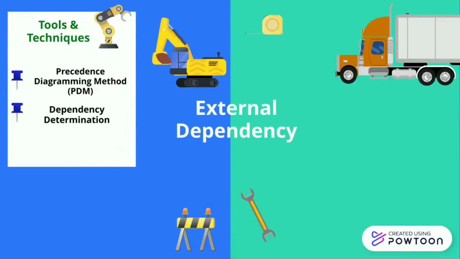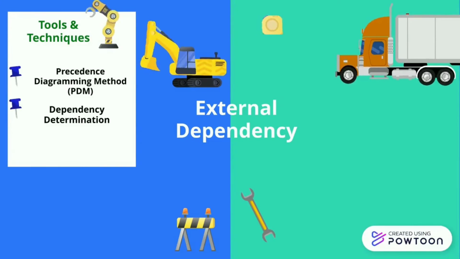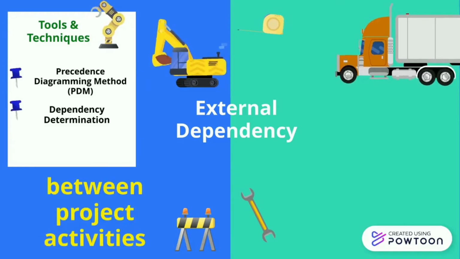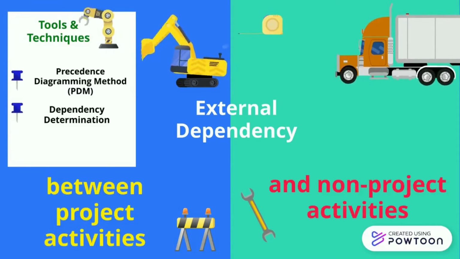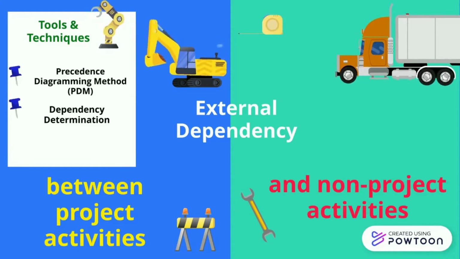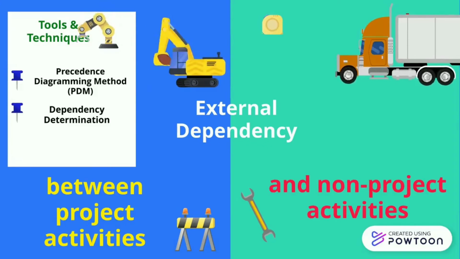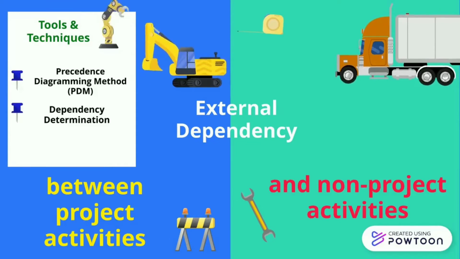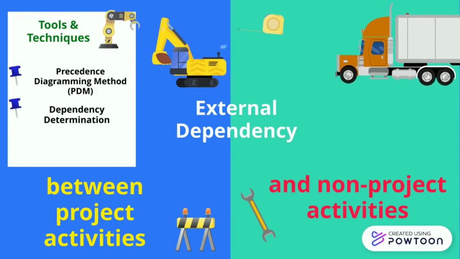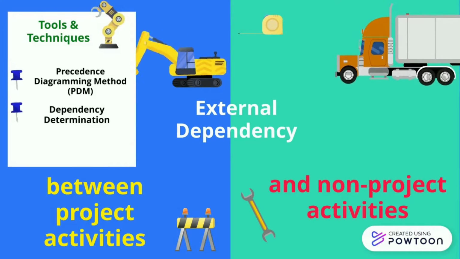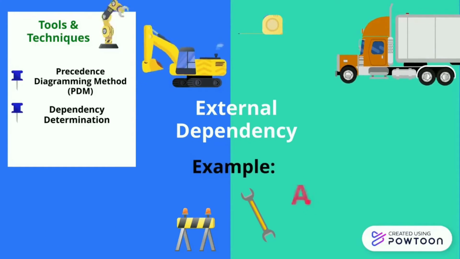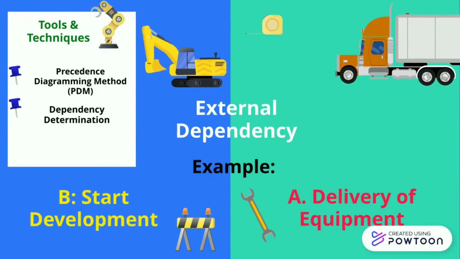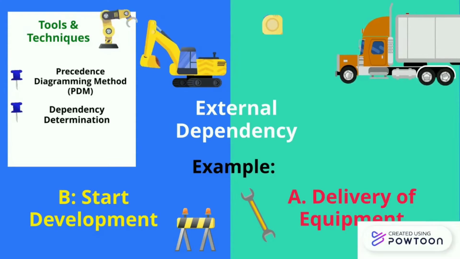Next is external dependency. External dependencies are defined between the project activities and non-project activities. The project activities are done by the project team and the non-project activities are done by people who are external to the project team. Generally, the project team has no control over non-project activities and hence, the project schedule can be disrupted because of non-performance of non-project activities. For example, project development cannot start until equipment is delivered.